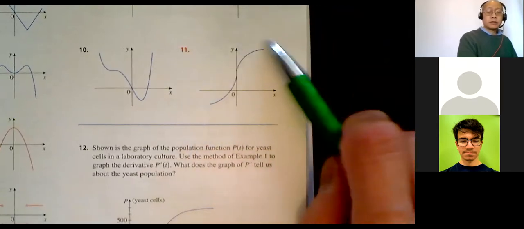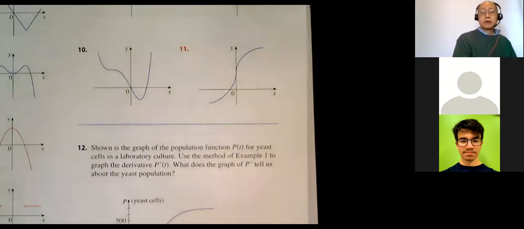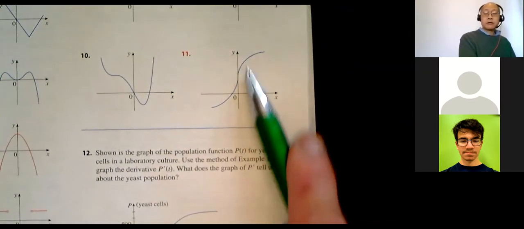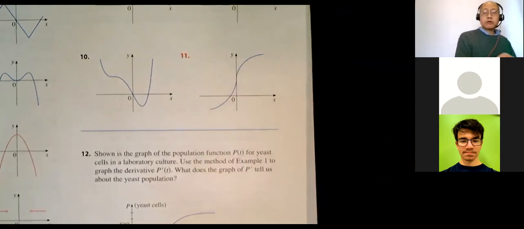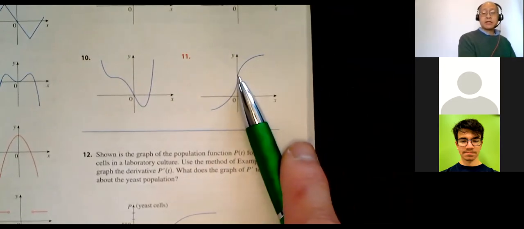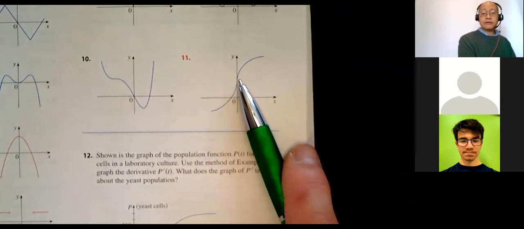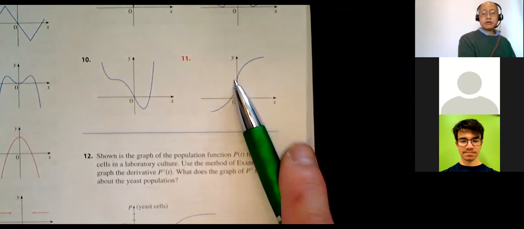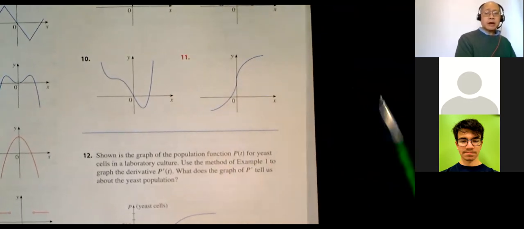Okay, going like this. Okay, and what do you notice right here? Vertical tangent. That means the function should not be differentiable here. I don't have a derivative here. Still smooth.